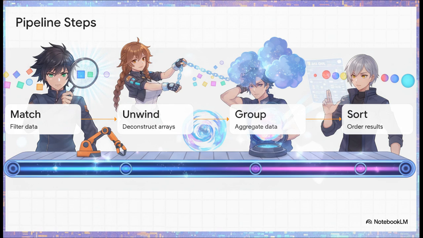Typically, an assembly line works in these exact steps. Step 1. Match. We filter down to only the data we actually care about. Step 2. Unwind. If we have a list inside our document, we deconstruct it so we can analyze each item individually. Step 3. Group. We literally smash the data together to calculate totals or averages. And finally, Step 4. Sort. We order the results so they actually make sense to us humans.